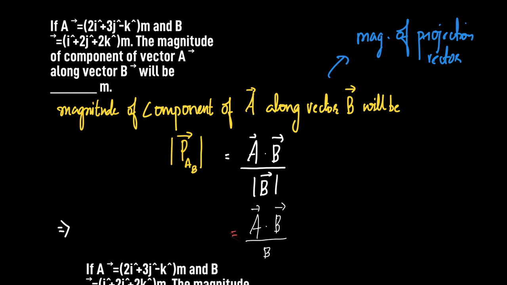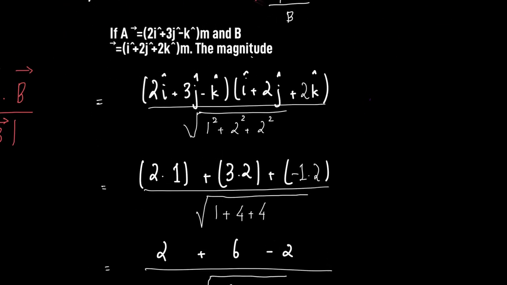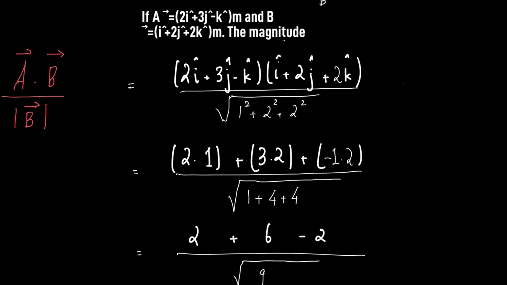Okay. Now we have two vectors, vector A and vector B. The magnitude of the scalar component would be vector A dot vector B by mod B. What is vector A dot vector B? 2i plus 3j minus k. My bad, it should be dot here. Dot i plus 2j plus 2k.